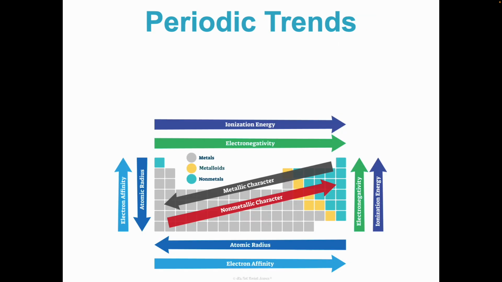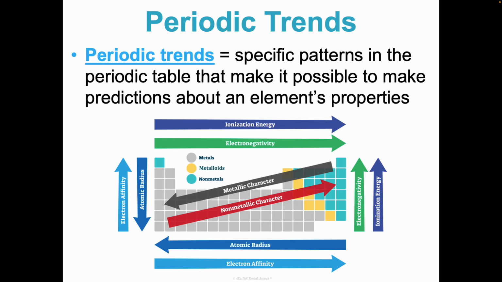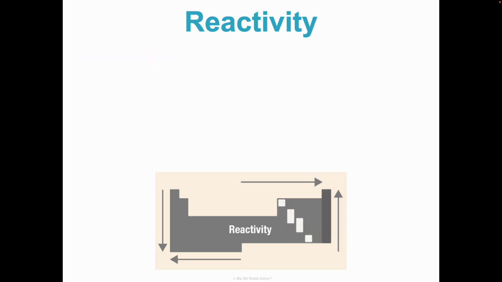Now, a periodic trend I mentioned is reactivity. Periodic trends are specific patterns in the periodic table that make it possible to make predictions about an element's properties. So there are a lot of these. There's ionization energy, electronegativity, atomic radius, electron affinity, all these other things that we will learn about in Chemistry 1. But for our purposes, I'm going to introduce you to only one periodic trend. And that's the one I already mentioned, which is reactivity.